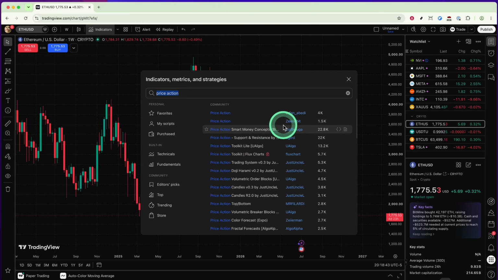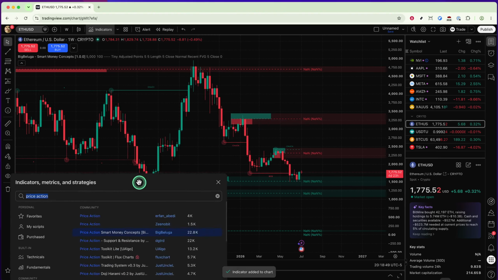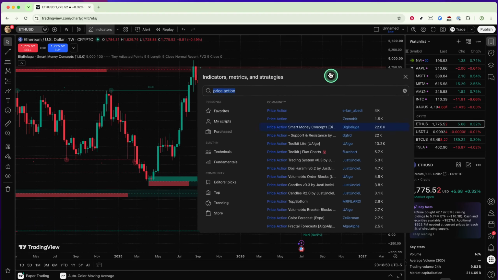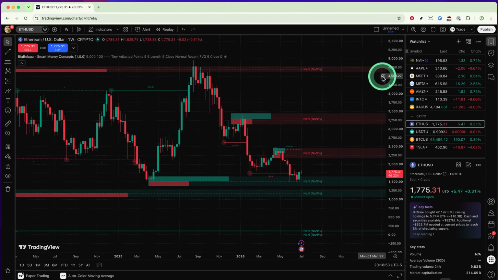Once you've found a price action indicator that appeals to you, go ahead and select it. Keep in mind, if the first one doesn't meet your expectations, you can always experiment with others. TradingView makes it easy to remove indicators and try new ones, so don't hesitate to explore. After you've added the indicator, observe the changes that appear on your chart.